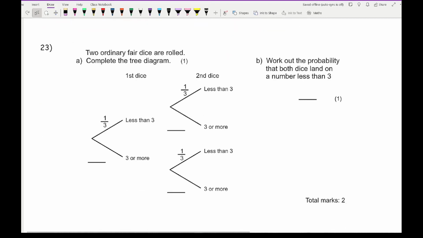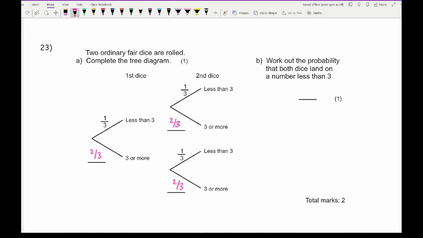Moving on to question 23, it says that 2 ordinary fair dice are rolled. Complete the diagram. So here, each branch needs to add up to 1. So if the top one is 2/3, then this is going to be 1/3, then this is going to be 2/3. That's going to be 2/3, and that's going to be 2/3.